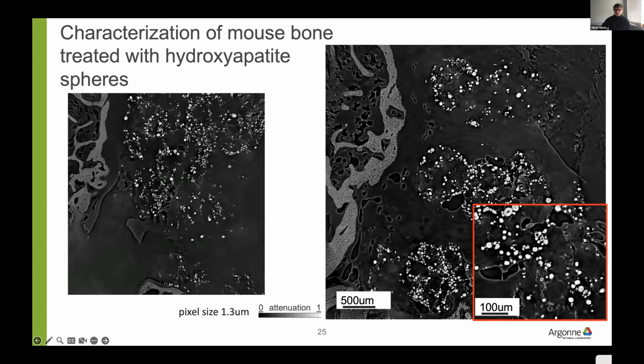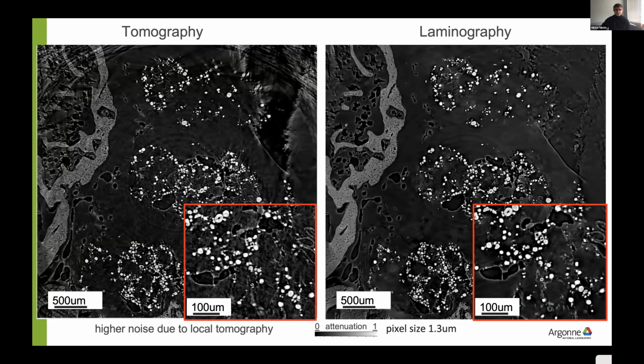And to compare, I also compared this sample scanned with tomography and laminography, and then you also see that these small particles, these small features, are not visible in tomography, so it's very difficult to segment anything here between these spheres. But laminography gives quite nice results.